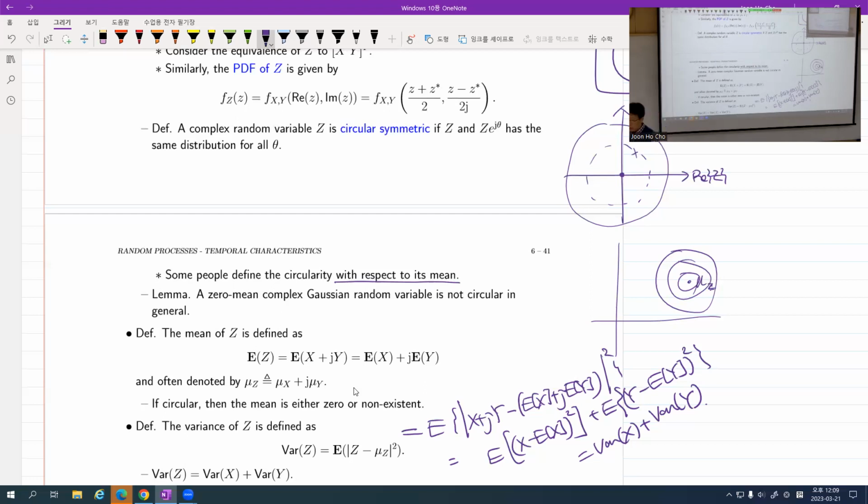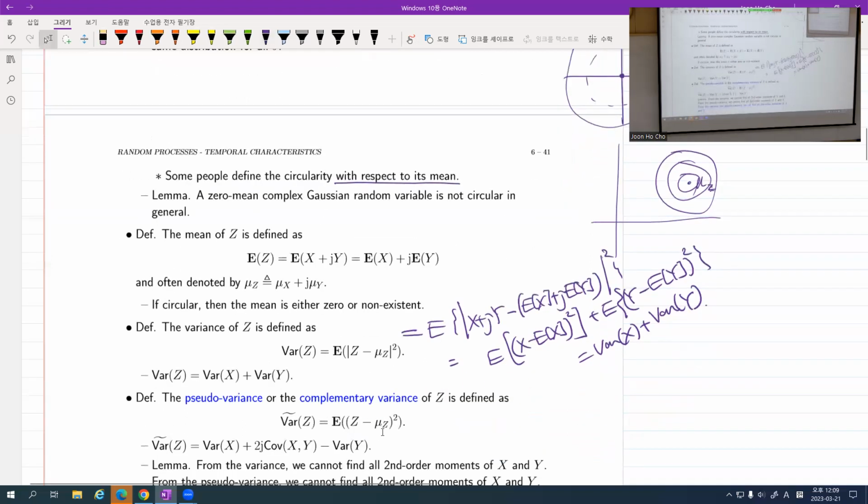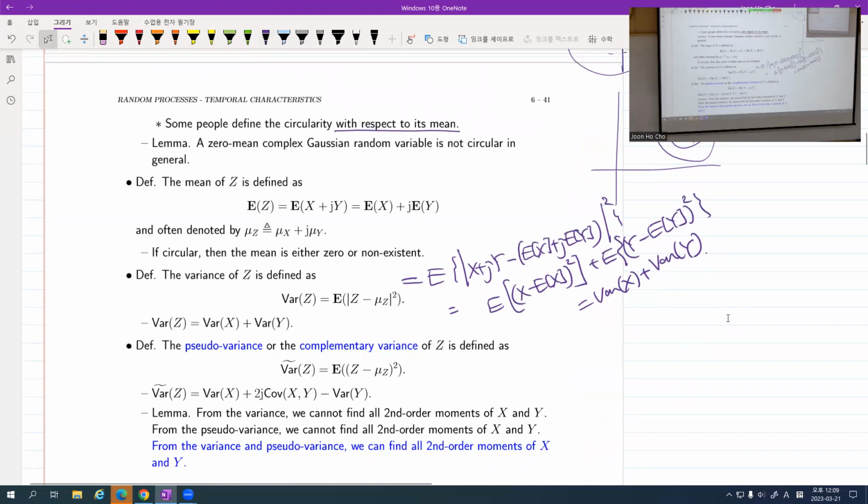And later, when I became a graduate student, I realized that people have been defining another quantity similar to variance. Some people call it pseudo variance, where the p is not pronounced. Or some people call it complementary variance. Complement means boanhada in Korean. So we have variance and complementary variance. And definitely, we expect that complementary variance has the information about the cross term. Let's see whether it really does.